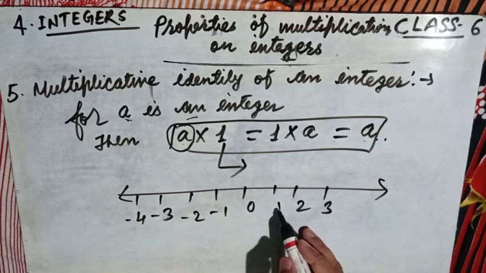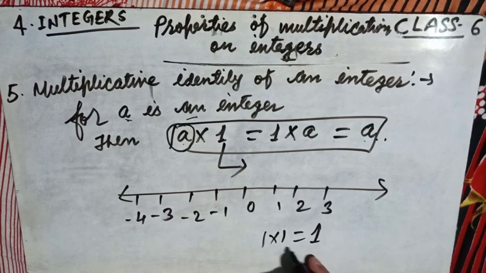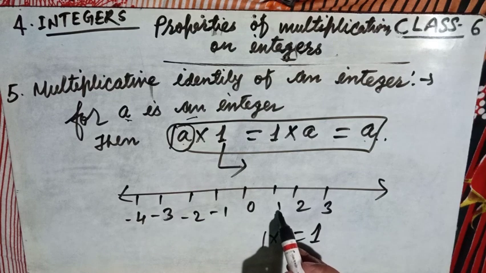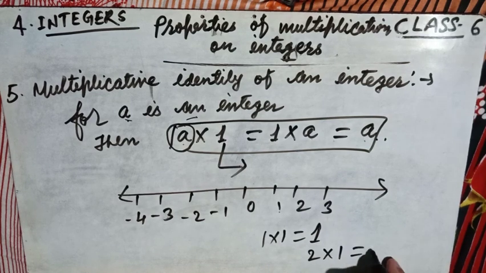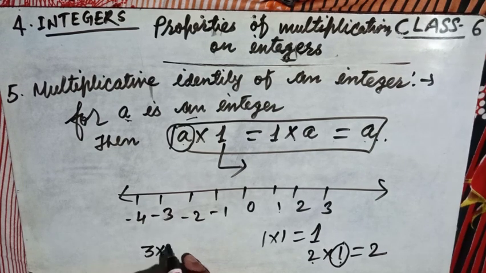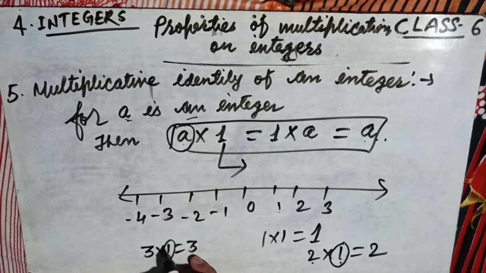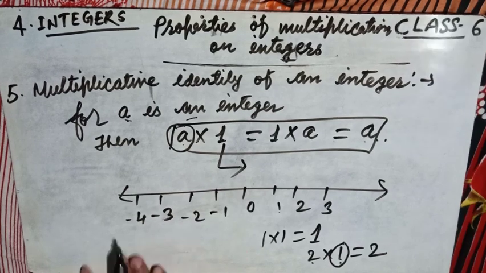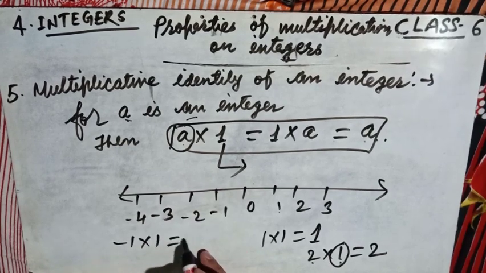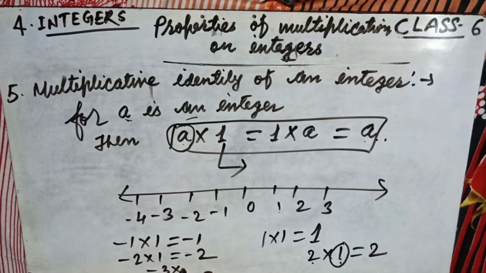Now suppose 1 multiplied by 1 is equal to 1. So this 1 is the multiplicative identity of the integer 1. Suppose 2 multiplied by 1 is also 2. Here 1 is the multiplicative identity of 2. Now suppose 3 multiplied by 1 is also 3. This is the multiplicative identity of plus 3. Similarly, for negative numbers, minus 1 multiplied by 1 gives us minus 1, minus 2 multiplied by 1 gives us minus 2, minus 3 multiplied by 1 gives us minus 3.